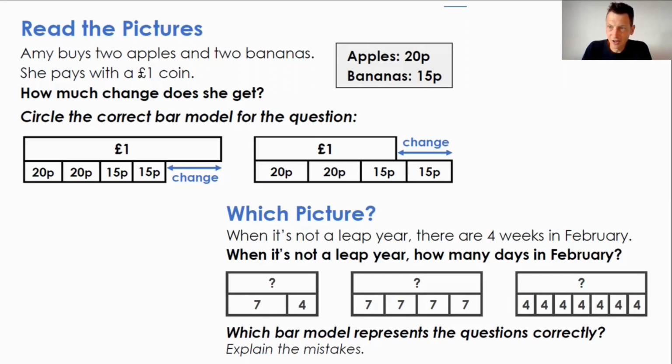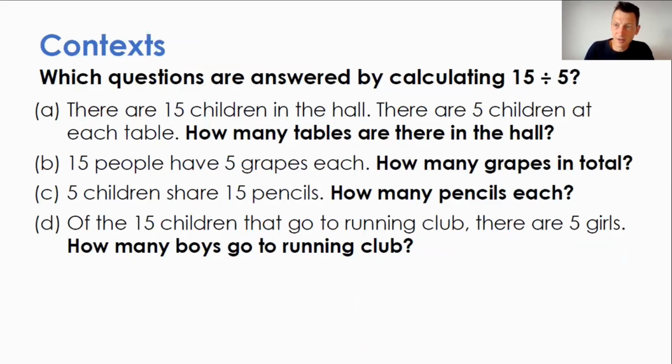And again, if you want slightly longer to have a look, then please feel free to do so. But again, for children to be able to identify which bar model represents the structure of the question correctly, can they explain the mistakes? Also, context questions, and for children to discern, in this instance, which one can be answered by calculating 15 divided by 5. So again, if I give you a moment to read those examples, sorry.